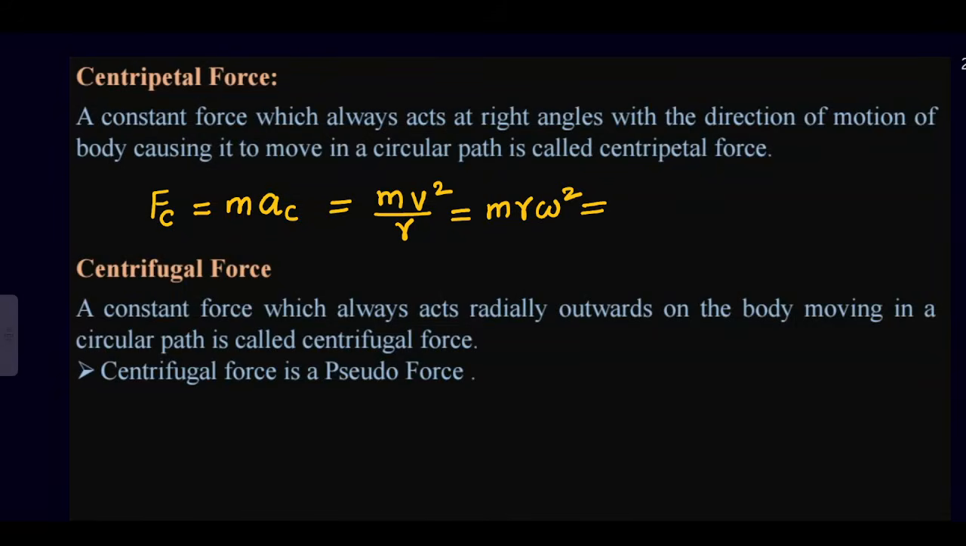And even this can be written with V is equal to R omega. So we can write it as M into R into omega, which is V, and one more omega is left. So according to the given problem, we can use the relation: Mv squared by R, Mr omega squared, or Mv omega. This is the centripetal force.